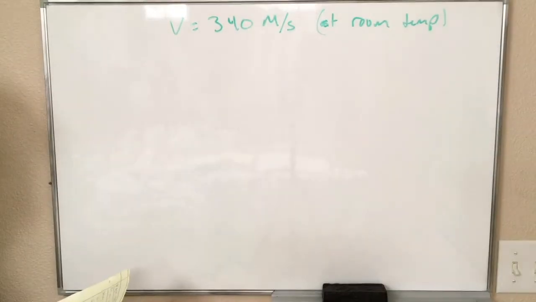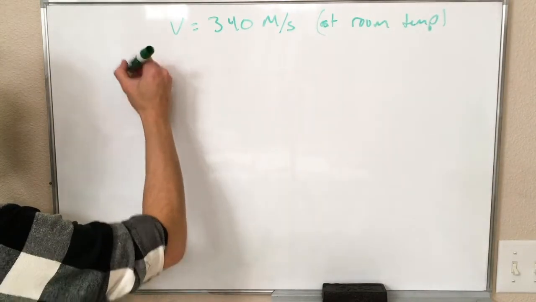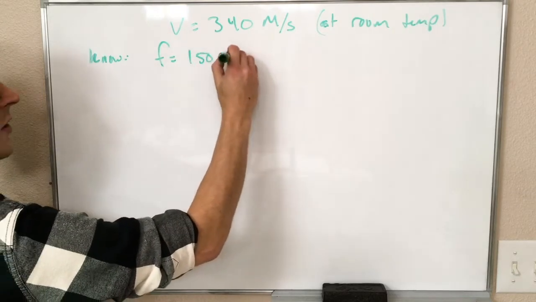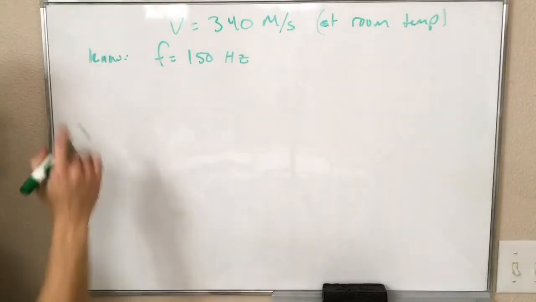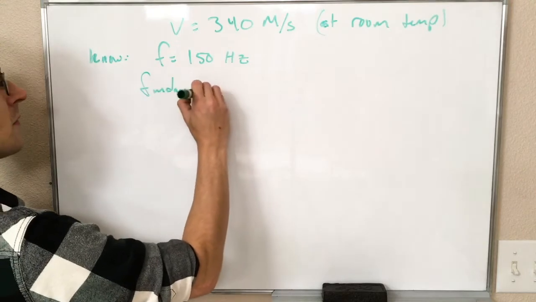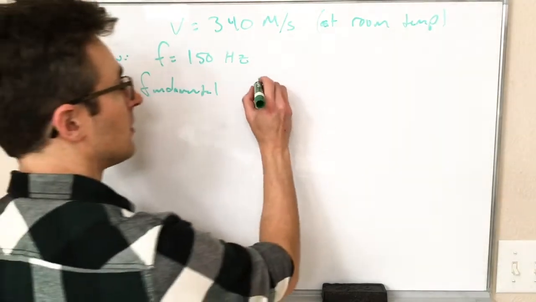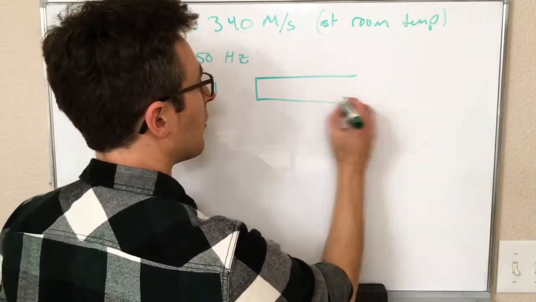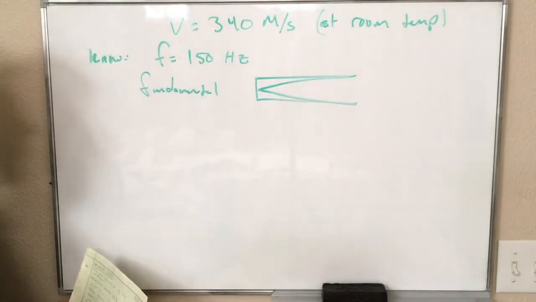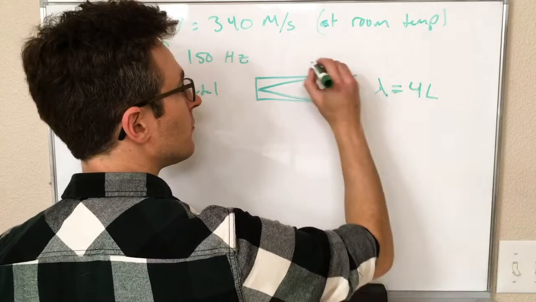So this is the velocity we're going to use for our waves. Sound problems are nice because we almost always know this to start with. So we know that we want our frequency to be 150 hertz. And we also know that this is the fundamental. So I guess I'll write that. And we know for one end open and one end closed, we know what the fundamental looks like. Right, it looks like this. And if we remember our equation for that, we know that lambda was equal to 4L.